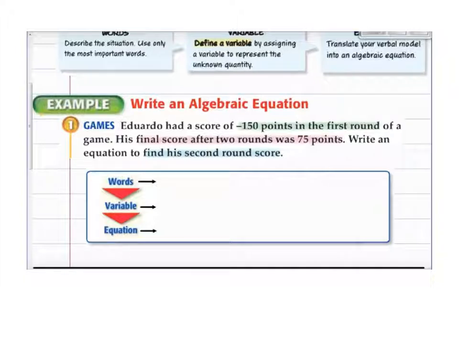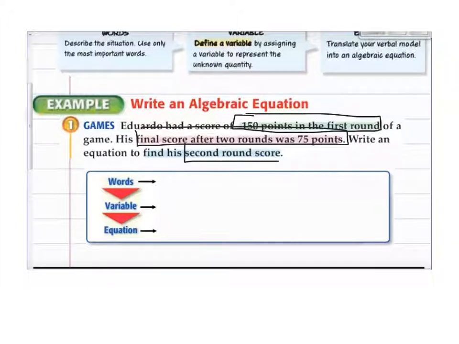So let's look at one example. Eduardo had a score of negative 150 points in the first round of his game. His final score after 2 rounds was 75 points. Write an equation to find his second round score. So our most important words are negative 150 points in the first round, and his final score was 75 points, and we want to find his second round score. So those are our important words.